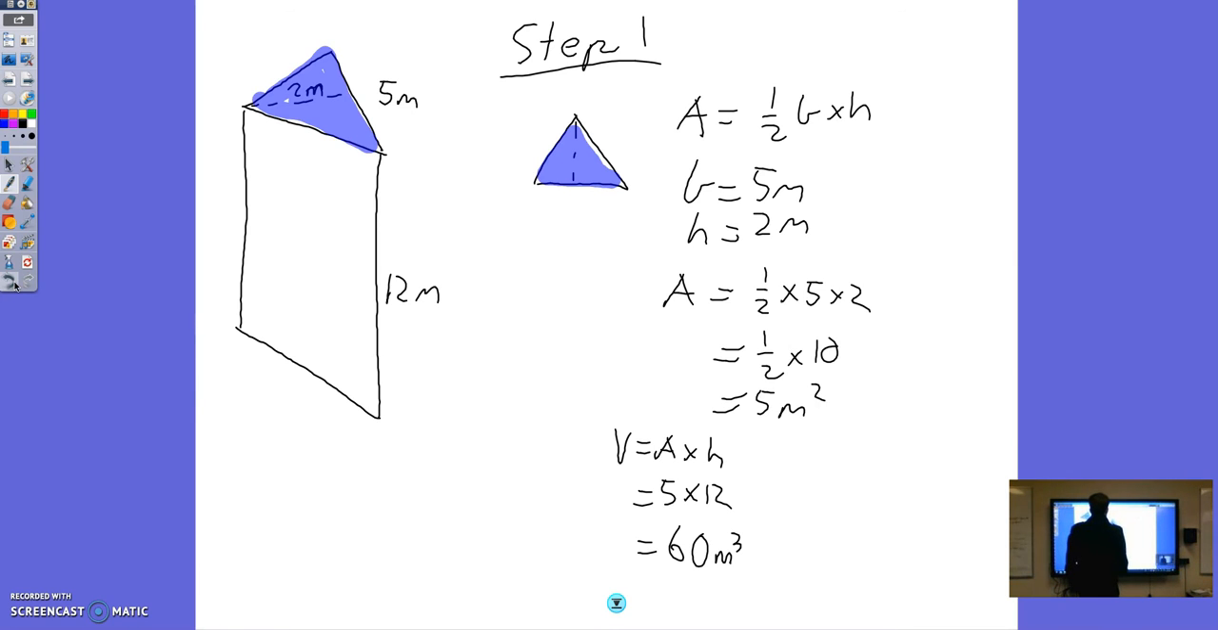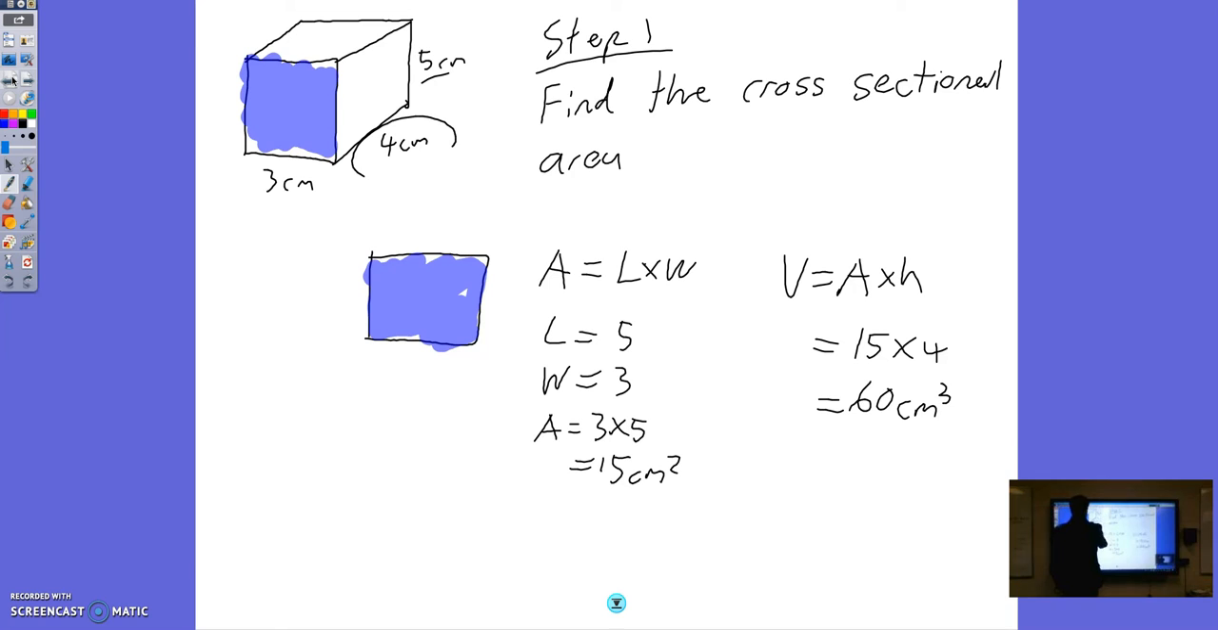That is how you find the volume of a prism. Just remember, here our height is the vertical length, but if our shape is lying down, the height might be horizontal. Okay? The height is not always the vertical length.